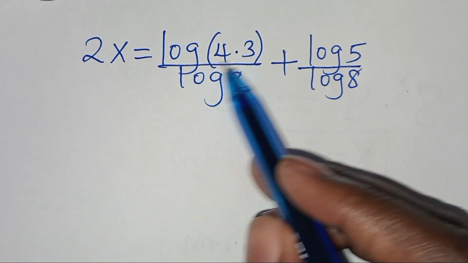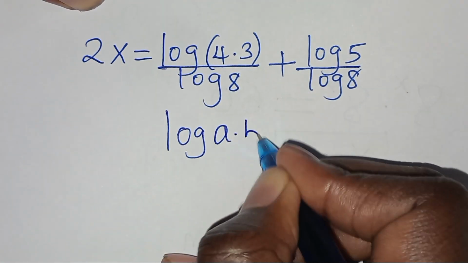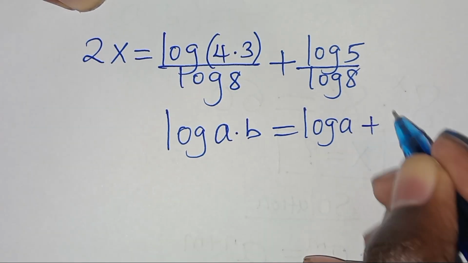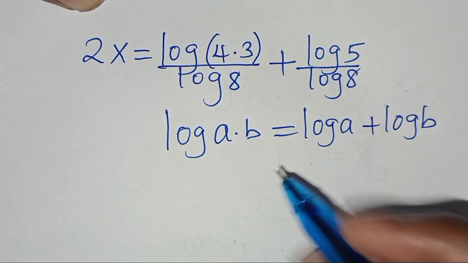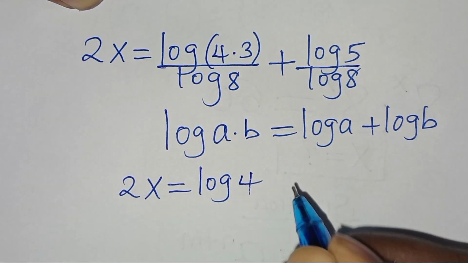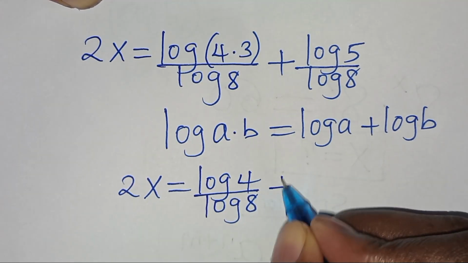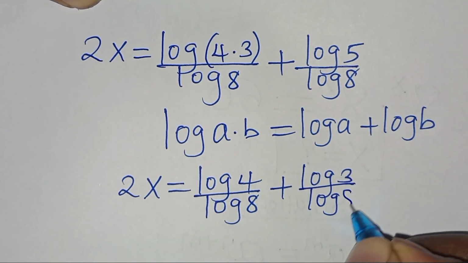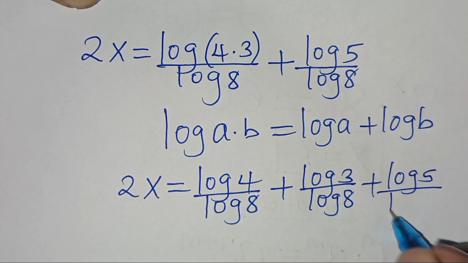2x is equal to log 4 times 3, and this is in the form of log a times b, which we can express as log a plus log b. Applying this logarithm property, here we have that 2x is equal to log 4 divided by log 8, then plus log 3 divided by log 8, then plus log 5 divided by log 8.